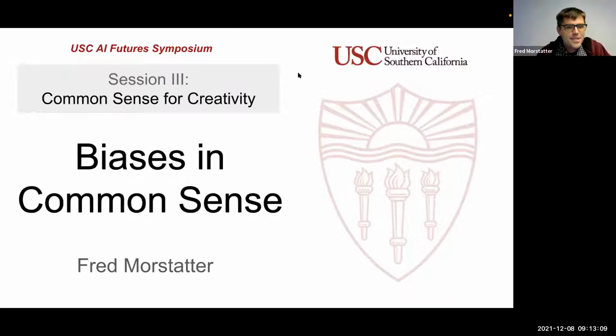All right, yeah, I'm Fred Morstatter. I'm talking about biases in common sense. So I invite you to think about a world where AI works for everybody equally, no matter their background. Unfortunately, we're not there yet. And the reason why is because these AI systems reflect human biases because they're trained on human-generated data. And until we fully understand and address these biases, we're not going to achieve that dream.